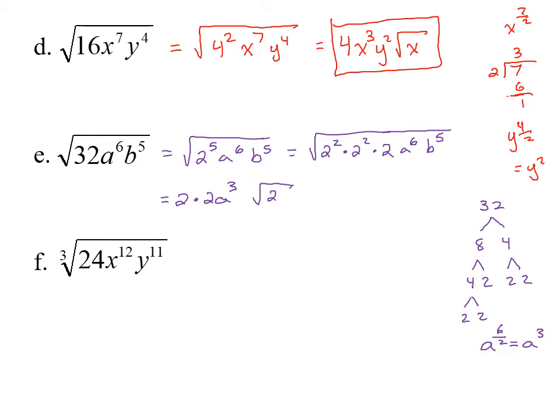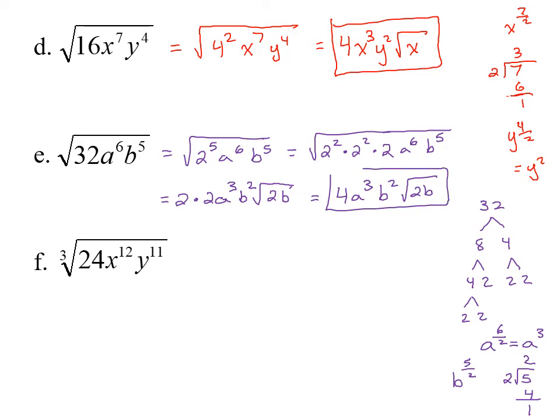Or b to the 5th. B to the 5th does not divide evenly, so I'll have 5 over 2. So you have to say, how many times does 2 go into 5? Well, 2 goes into 5 2 times. 2 times 2 is 4 with a remainder of 1. So the 1 remainder stays underneath the radical. The 2 that it divided into evenly comes out in front. And then I can just multiply the two 2's in front together and make this 4a cubed b squared times the square root of 2b. And that would be your answer.